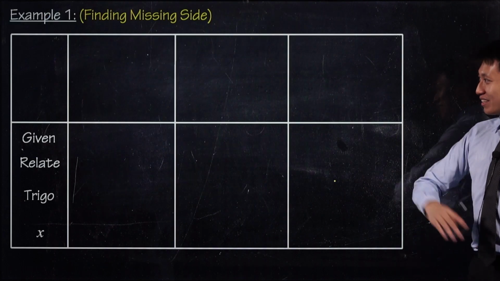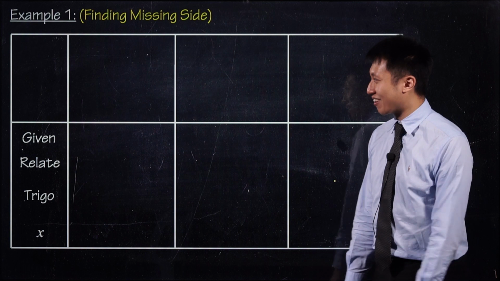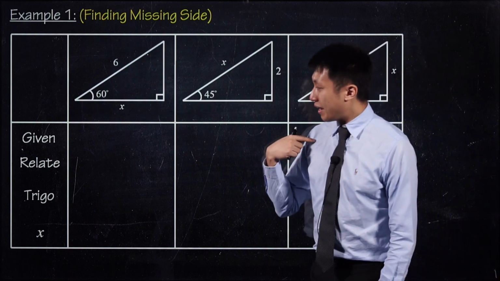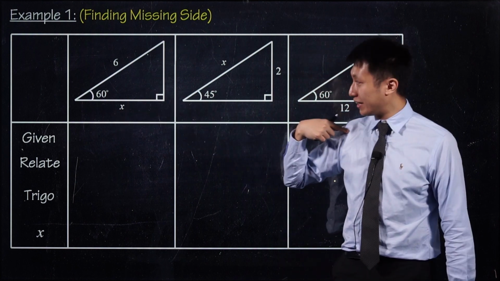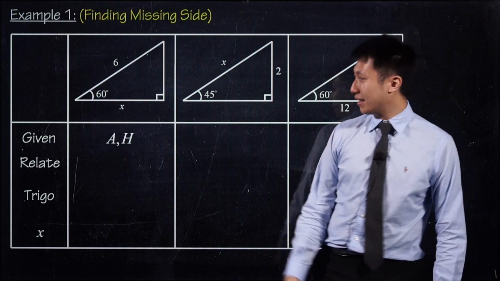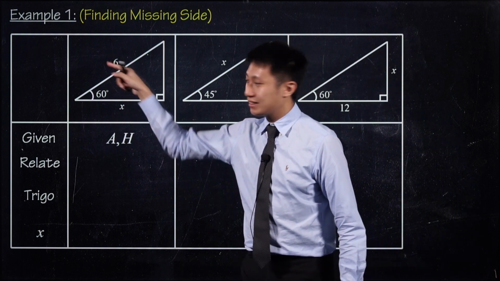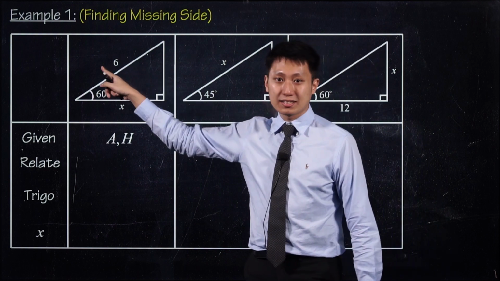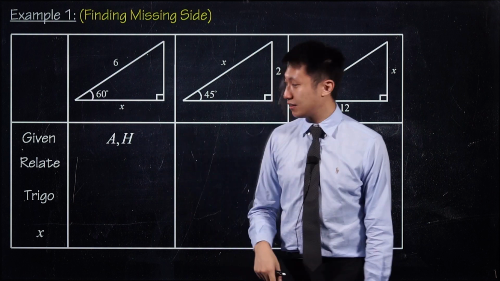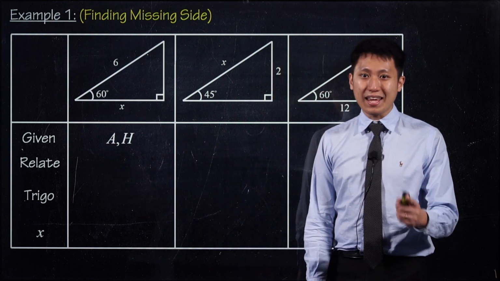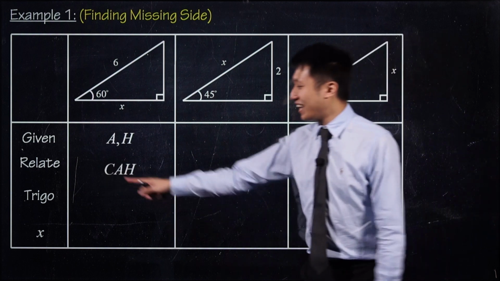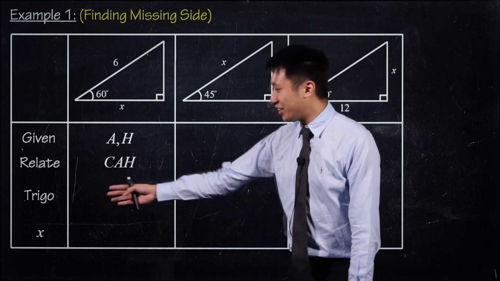I'll leave it to you whether you want to remember that or not. Now I give you a few examples. I want to find x. Given A is adjacent, and H is the hypotenuse, 6. So I know these two, and I want to find x. So how do you relate? You have A and you have H, so C-A-H.